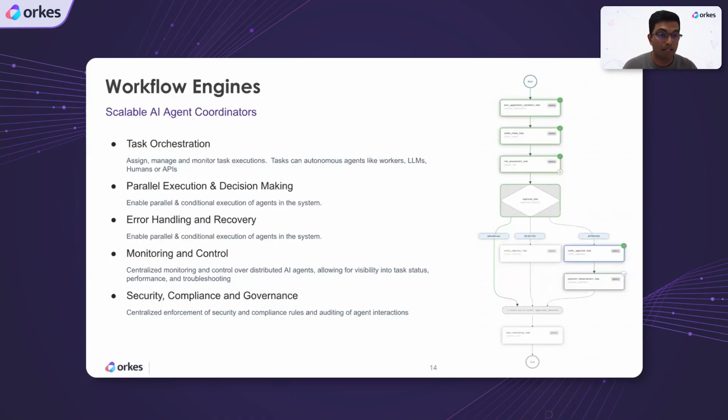Monitoring and control becomes centralized. So instead of a distributed chaos kind of situation, you get a single place to track task status, performance, and resolve issues. And finally, security and compliance. Workflow engines can enforce rules, track data flows, and ensure that agent interactions are auditable. So you get the scale without losing control.